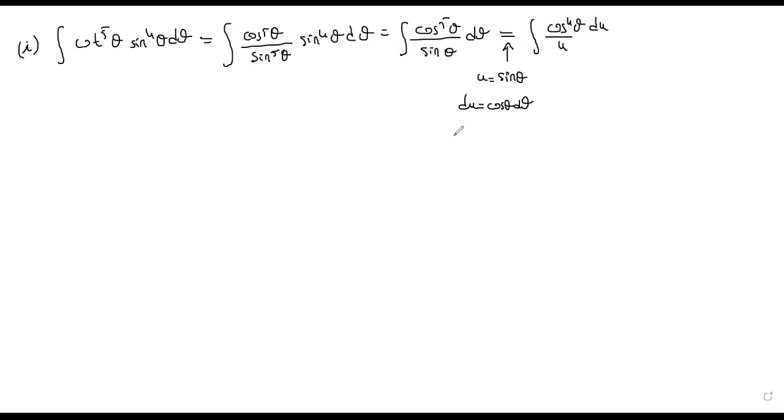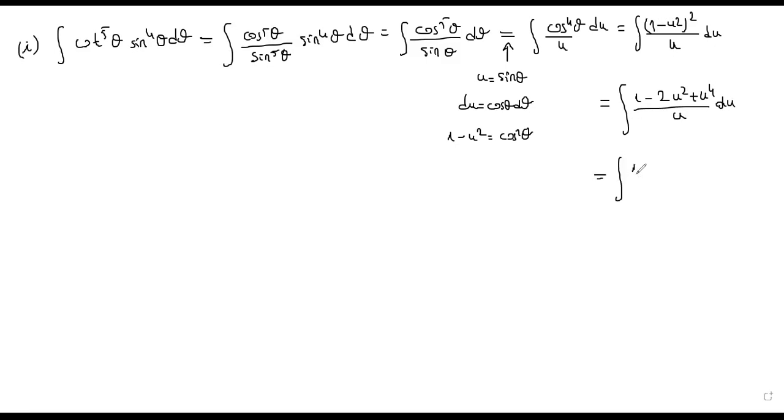What about this cosine to the 4? We know 1 minus u squared is equal to cosine squared theta. So squaring that will give us cosine to the 4, which is (1 minus u squared) squared over u du. Let's write it explicitly here: 1 minus 2u squared plus u to the 4 over u du, right? Then we have 1 over u minus 2u plus u cubed du. Right? Now what do we get?